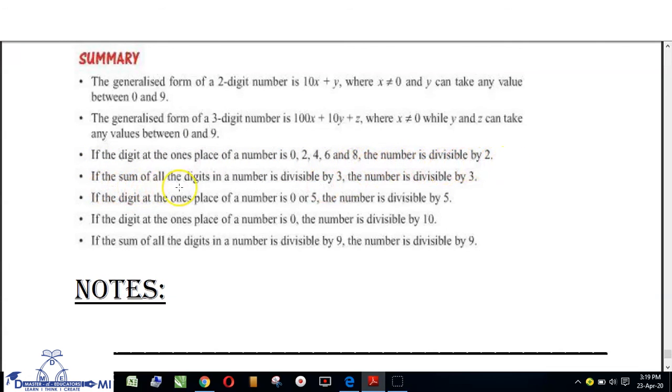Next, if the sum of all the digits of a number is divisible by 3, then the number is divisible by 3. Next, if the digit at the ones place of a number is 0 or 5, the number is divisible by 5. Next, if the digit at the ones place of a number is 0, the number is divisible by 10. And last but not least, if the sum of all the digits in a number is divisible by 9, the number is divisible by 9.